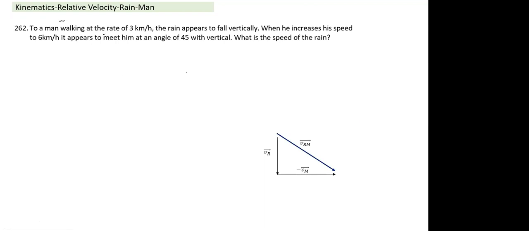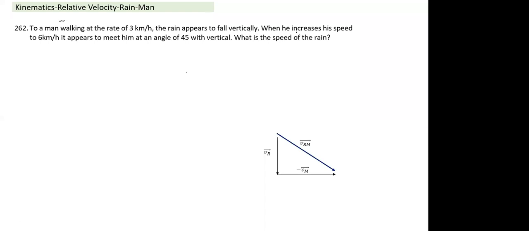To a man walking at the rate of 3 meters per second, the rain appears to fall vertically. Is the rain falling vertically? No. Rain as seen by the man is falling vertically. Whenever the man is moving, he is the observer himself. The coordinate system is attached to this person. The frame of reference is the man. So what he observes is VRM. So VRM is vertically downwards. That's what the first part of the sentence means.